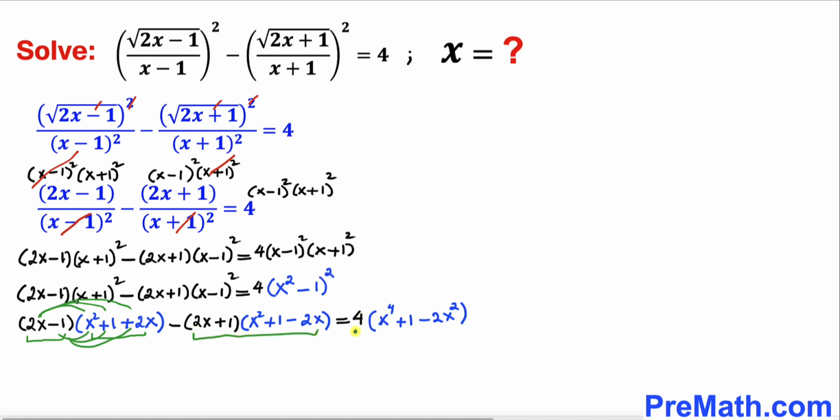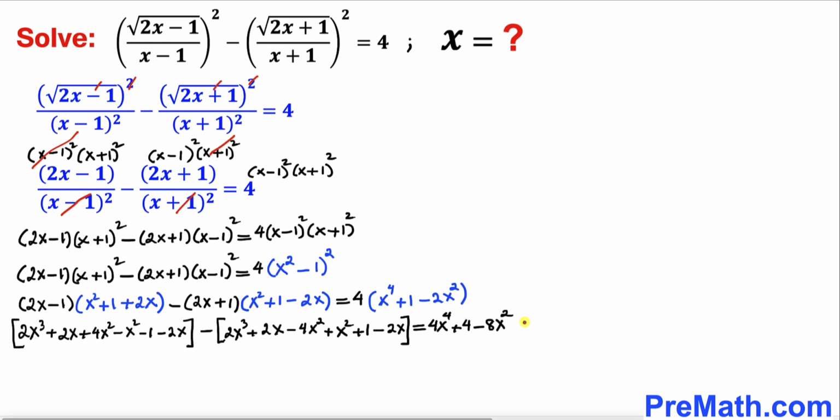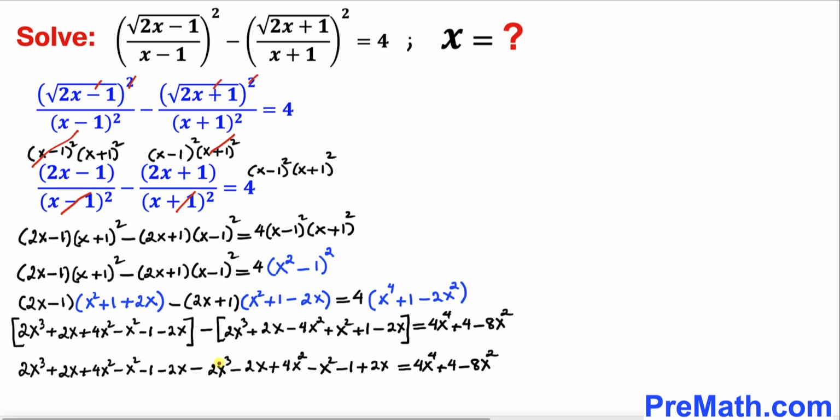And on the right hand side, we are going to distribute this 4 as well. And here in this next step, I have multiplied them out. And now let's go ahead and open up these brackets, and we have to be very careful with this negative sign. And here in this next step, I have opened up these brackets and I have changed these signs over here, since we have a negative sign outside this bracket.